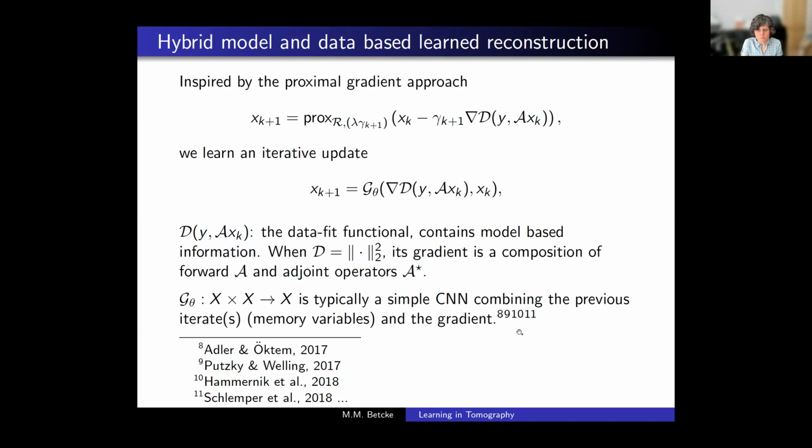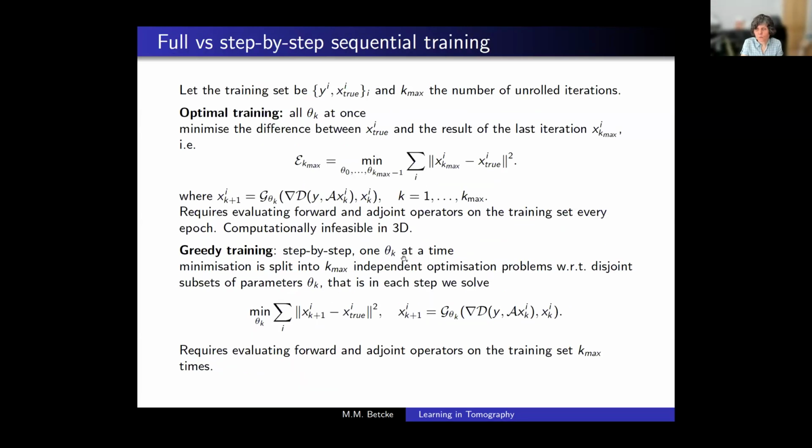And what you have to do is that at each iteration of training, when you go through the training set, every time you touch a data point, you have to apply the forward and the adjoint operator to it, because for the L2 square penalty, the gradient involves both those operators. So this is, of course, incredibly computationally expensive. In order to be able to do it on 3D data, you probably have to cut some corners.